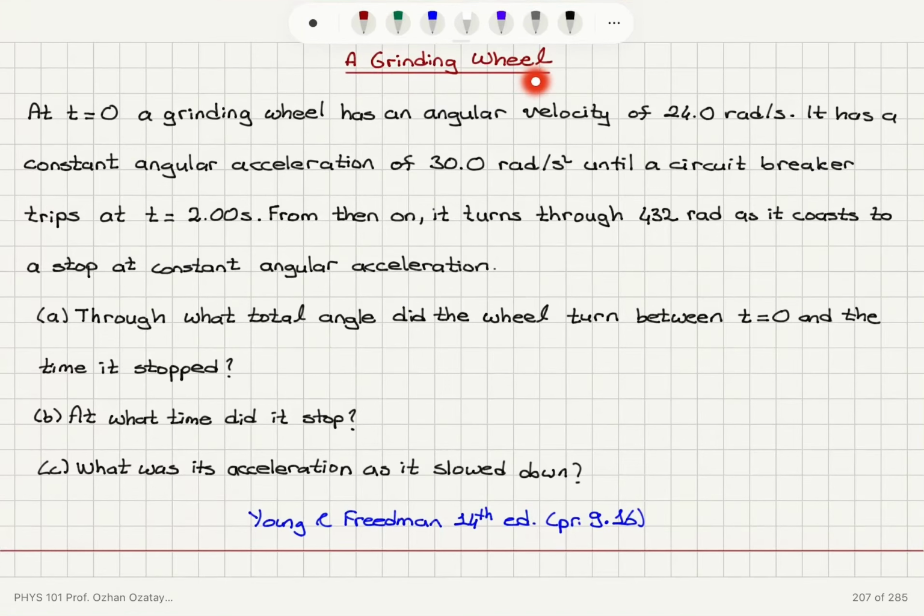A grinding wheel. At t equals 0, a grinding wheel has an angular velocity of 24 radians per second. It has a constant angular acceleration of 30 radians per second squared until a circuit breaker trips at t equals 2 seconds. From then on, it turns through 432 radians as it coasts to a stop at constant angular acceleration. Part A. Through what total angle did the wheel turn between t equals 0 and the time it stopped? Part B. At what time did it stop? Part C. What was its acceleration as it slowed down?